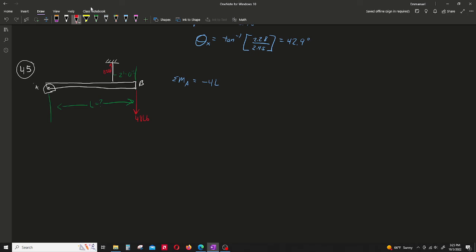For this problem, they give us the weight of the object, which is in pounds per foot. So it's going to act basically right in the center. I'll just call it W for weight, in pounds per foot. We don't exactly know what L is, so in this case this would be 4L, and L over 2 is the distance away.